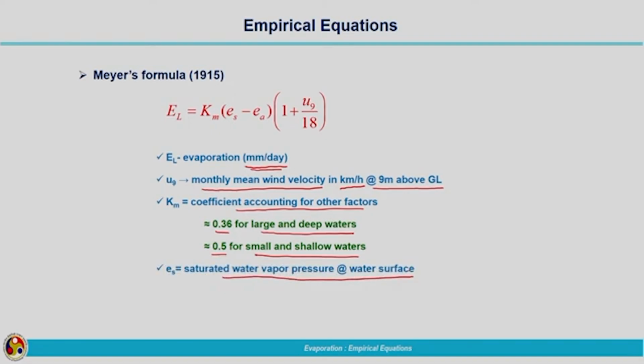We have considered two layers. First layer is just above the water surface, or you can consider it as the water surface itself. There we are considering a vapor pressure of saturation vapor pressure, and EA is the actual vapor pressure at 9 meters above the ground level. We are talking about the wind velocity at 9 meters above the ground level or the water surface. So, at the same height we will be considering the vapor pressure corresponding to that particular temperature.